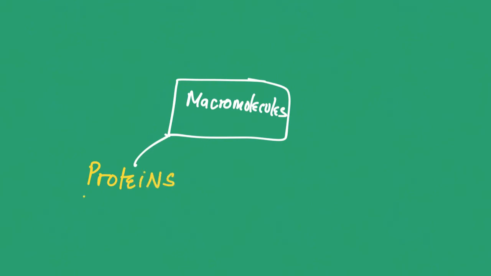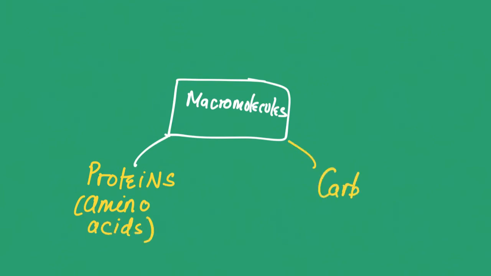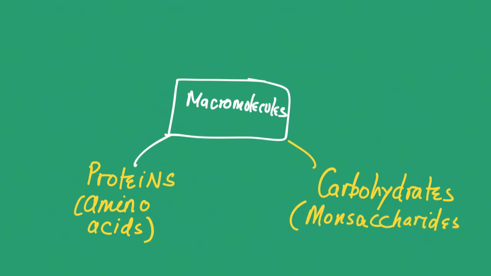There are four types of biological macromolecules. Proteins. Proteins are made up of amino acids. Next, carbohydrates. Carbohydrates are made up of monosaccharides. Saccharides are the building blocks of carbohydrates.